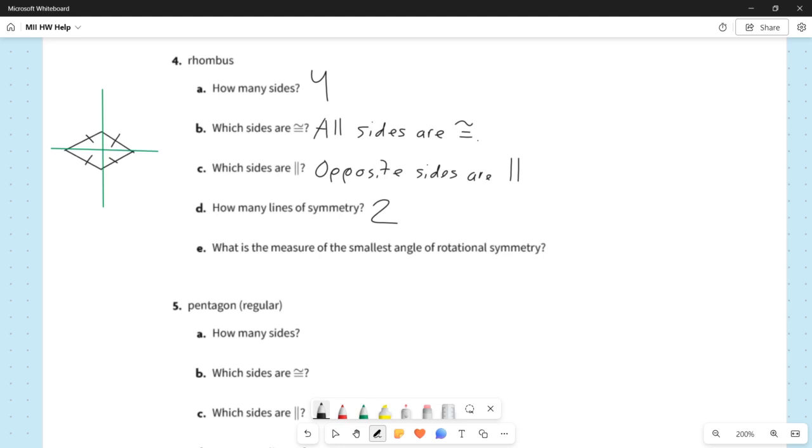And part E, what is the measure of the smallest angle of rotational symmetry? So if you take a diamond and you rotate it only 90, well, if it's more of a flat diamond like this one, when you rotate it, it's going to be kind of a tall diamond. So that's not what we want. We want it to look identical. But if you keep going to 180, then you are going to get another flat looking diamond. And so therefore, the measure of the smallest angle of rotational symmetry is 180 degrees.